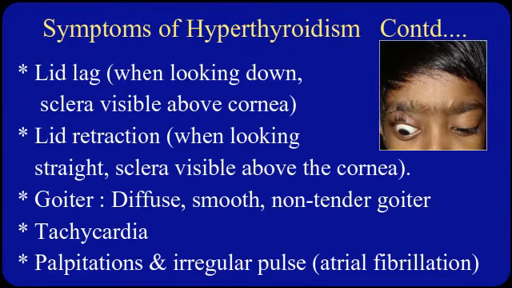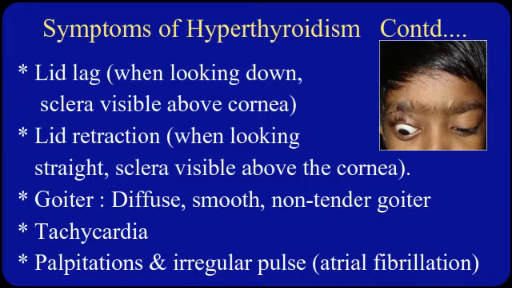Continuing the symptoms of hyperthyroidism, the patient will have lid lag. This is a condition when someone is looking down, then the sclera is visible above the cornea, as we can see clearly in the attached picture. There may be a condition of lid retraction. This is a condition when someone is looking straight, and even then the sclera is visible above the cornea. These patients may have goiter, but that would be diffuse, smooth, and non-tender.